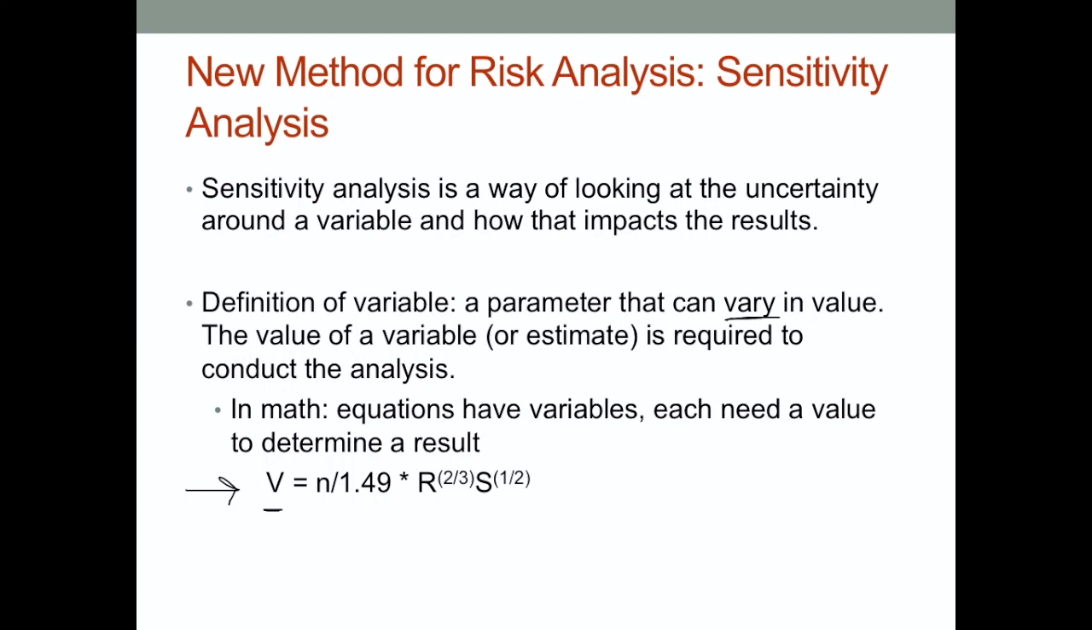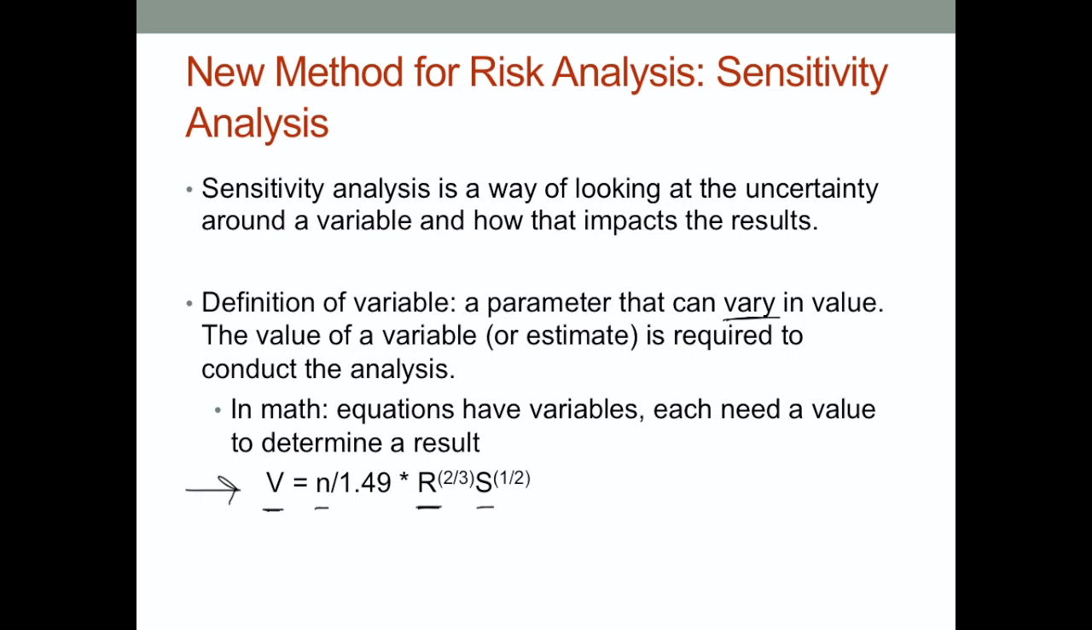Our outcome variable, V, velocity. Our N, which is a Manning's roughness coefficient. R is another variable. This is our hydraulic radius. And S stands for slope, is the variable for slope of the channel. Each of these variables has some variance, some variability, some uncertainty around them.